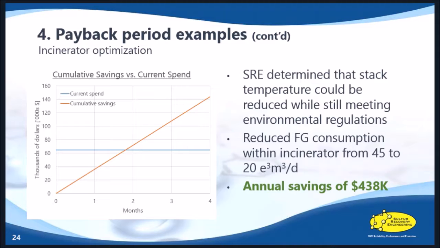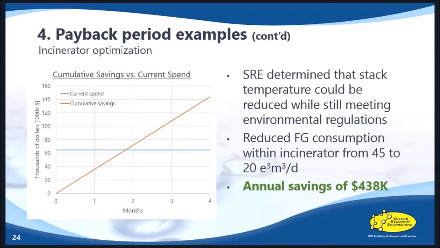So this graph shows you the blue line, the current spending that they would do per month in hundreds of thousands of dollars on fuel gas in their incinerator. And the red line is the cumulative savings at 20 E3M3 per day.